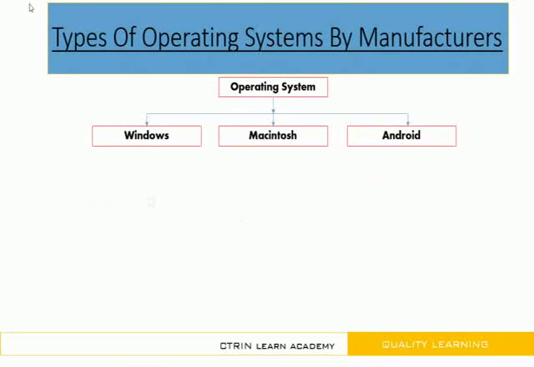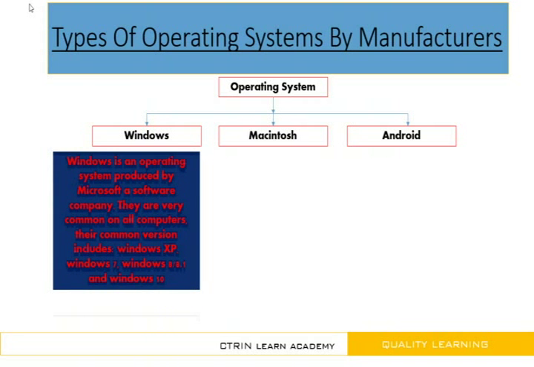The operating systems can be put into types based on their manufacturers. We have Windows, we have Macintosh, and we have the Android operating system. These are the various types. We're going to see who manufactures them, what makes them unique, and where they are mainly used. Some operating systems are used on desktops and laptops, some are preferred on notebooks, some are used on tablets and phones, and we'll get to see which ones are preferred.